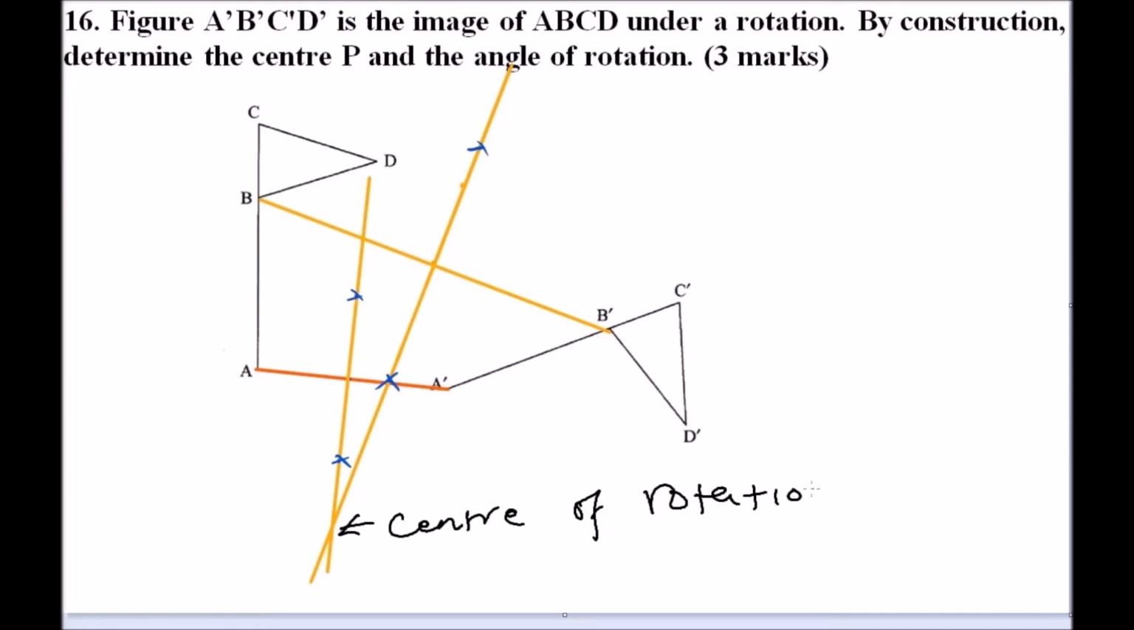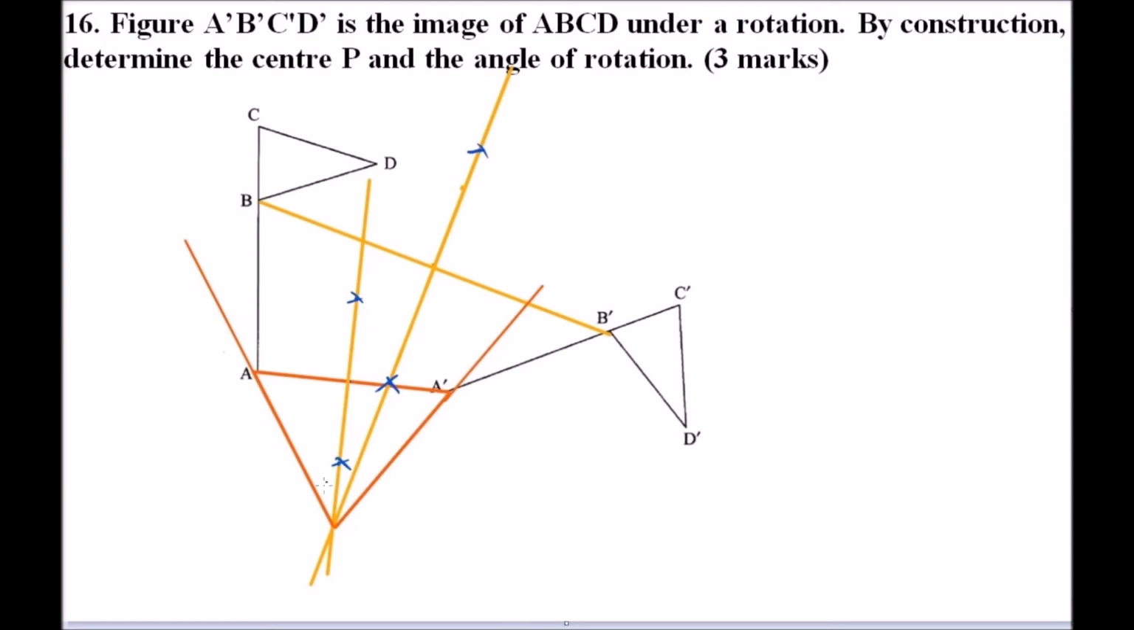From there, we are required to find the angle of rotation. So you can join A to this point, you draw a line, and A prime to this side, and then you measure that angle. So the whole of this is the angle of rotation, and using a protractor, you measure that angle, you get 67 degrees. So that is the angle of rotation, and this is the center of rotation. So that is how you go about that question. A very simple question, and you get yourself 3 marks.